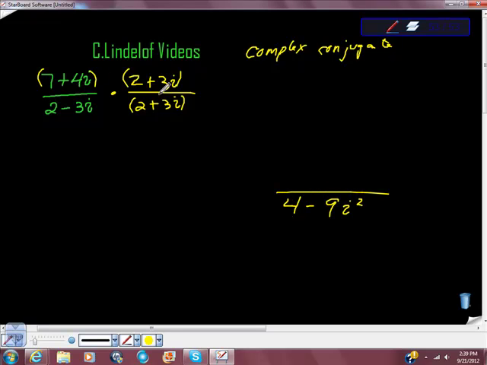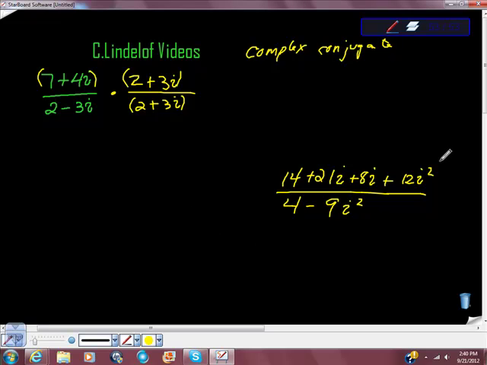At the top, we're going to get 7 times 2 is 14. 7 times positive 3i is positive 21i, isn't it? 4i times 2 is 8i, I hope. And 4i times 3i is plus 12i squared. Let me see if I did my math here. 7 times 2 is 14. 7 times 3 is 21. 4 times 2 is 8. 4 times 3 is 12i squared.